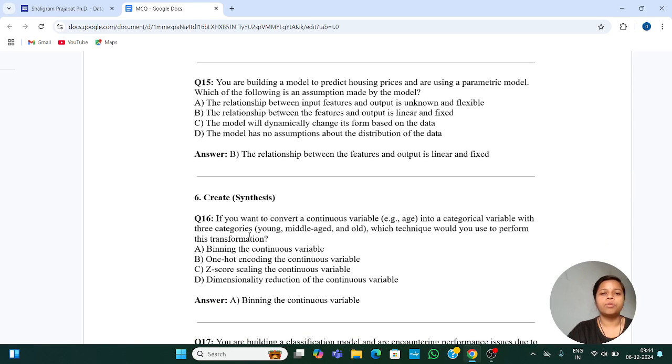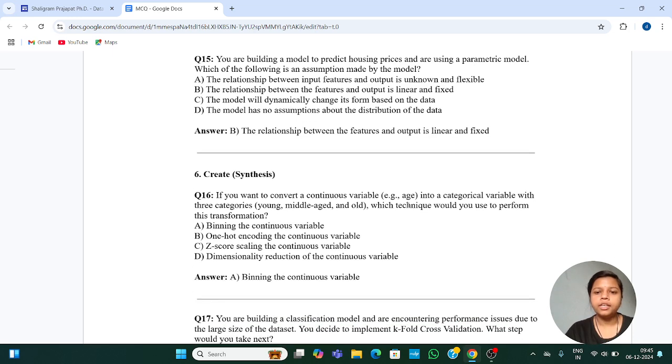Next question: you are building a model to predict housing prices and are using a parametric model. Which of the following is an assumption made by the model? The answer is option B, the relationship between the feature and the output is linear and fixed.